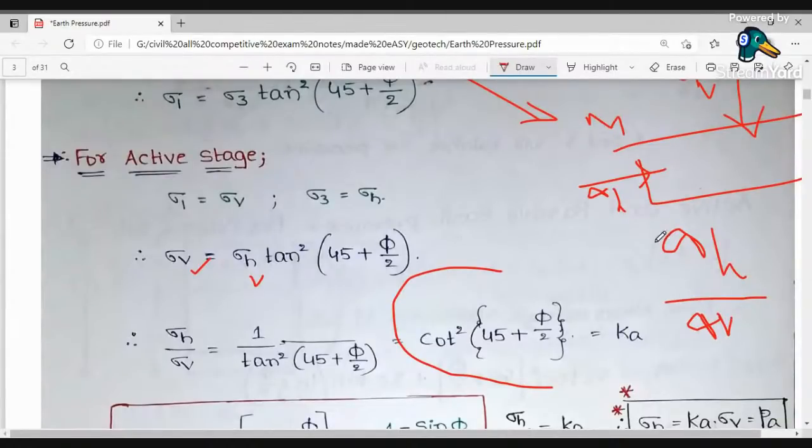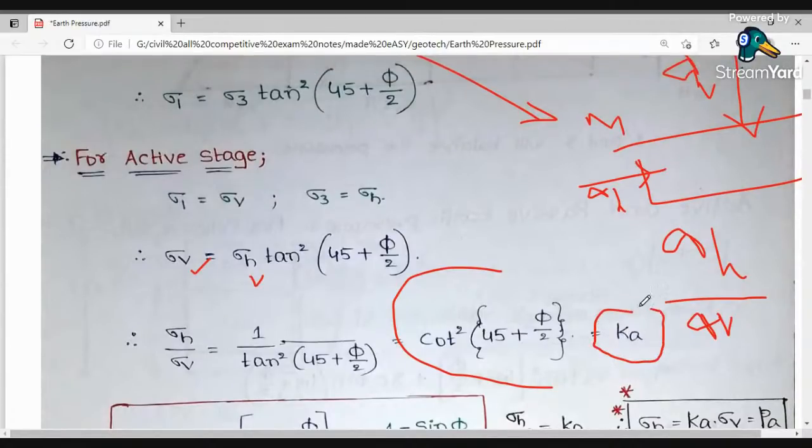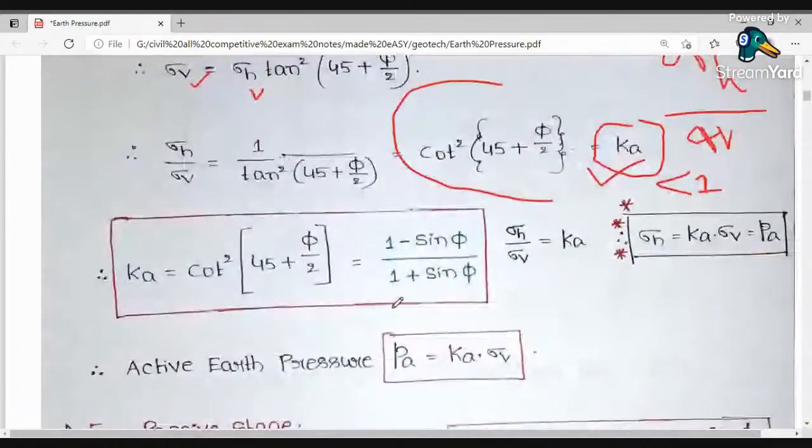is known as coefficient of active earth pressure, and it is denoted as Ka, and the value of Ka is always less than 1. The reason behind this is that sigma horizontal is a minor stress, that's why the value is less as compared to sigma v. Sigma v is the major stress, that's why Ka value is always less than 1. So Ka is cot square (45 degree plus phi by 2).